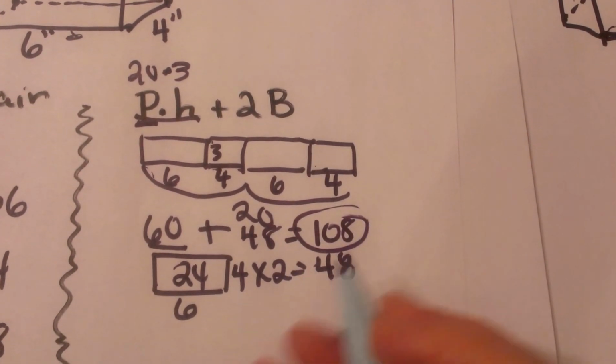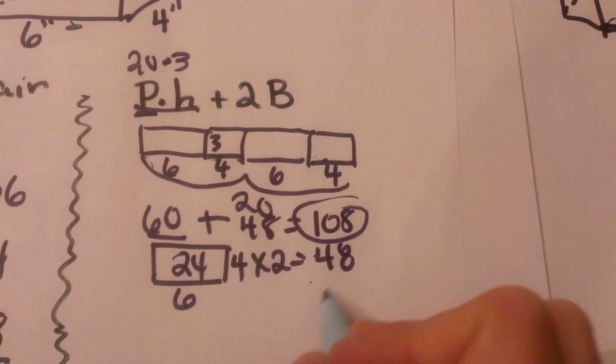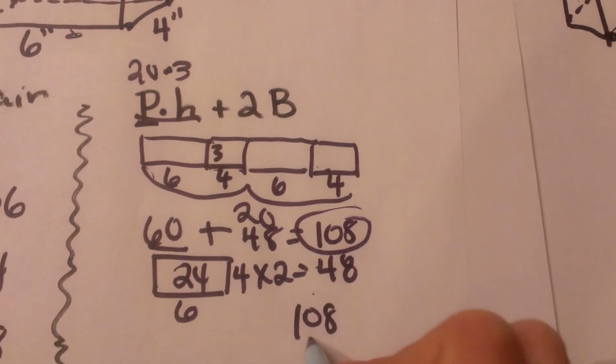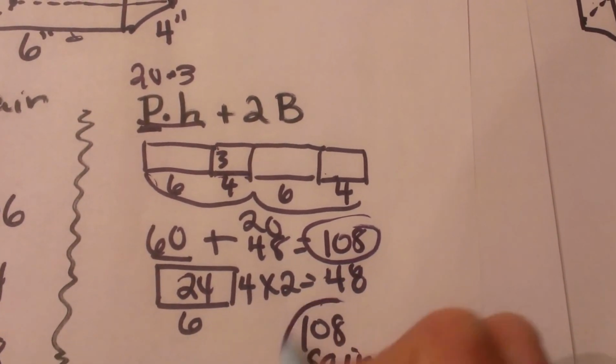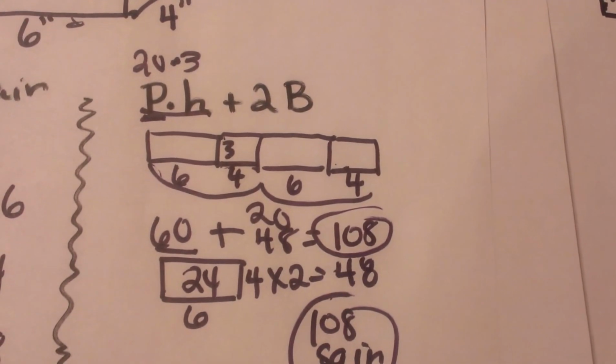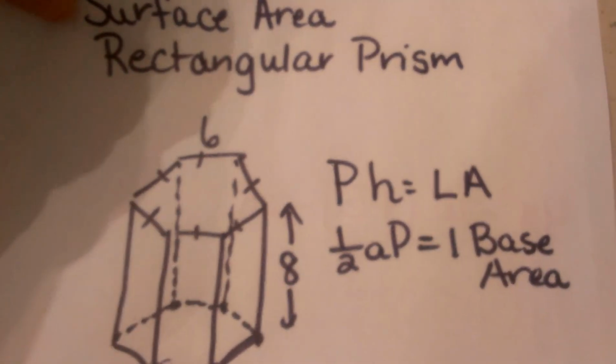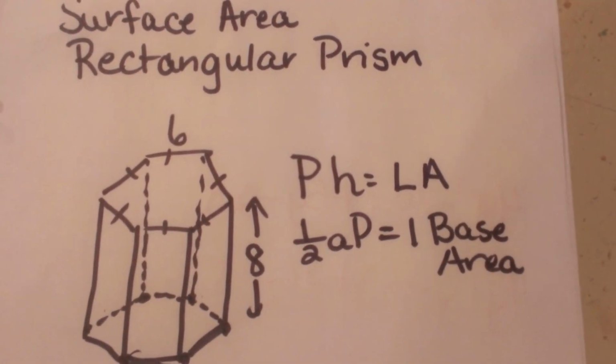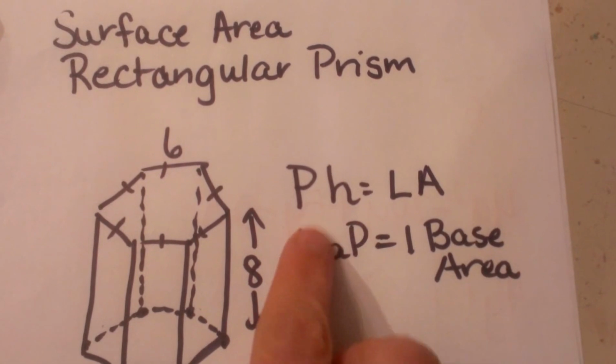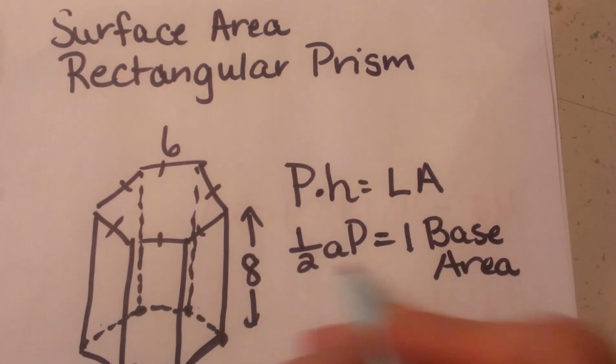So as you can see, I'm getting the same answer. That's 108 square inches. Okay, so you've got two methods you can use. Now let's try that, but this time let's look at a prism. Prisms are really a little bit easier to use with your perimeter times height plus your base areas.